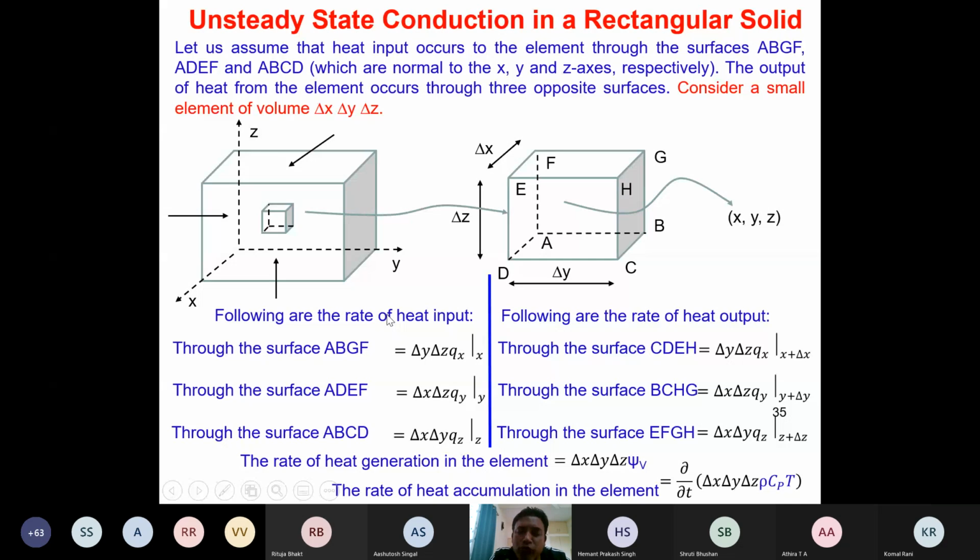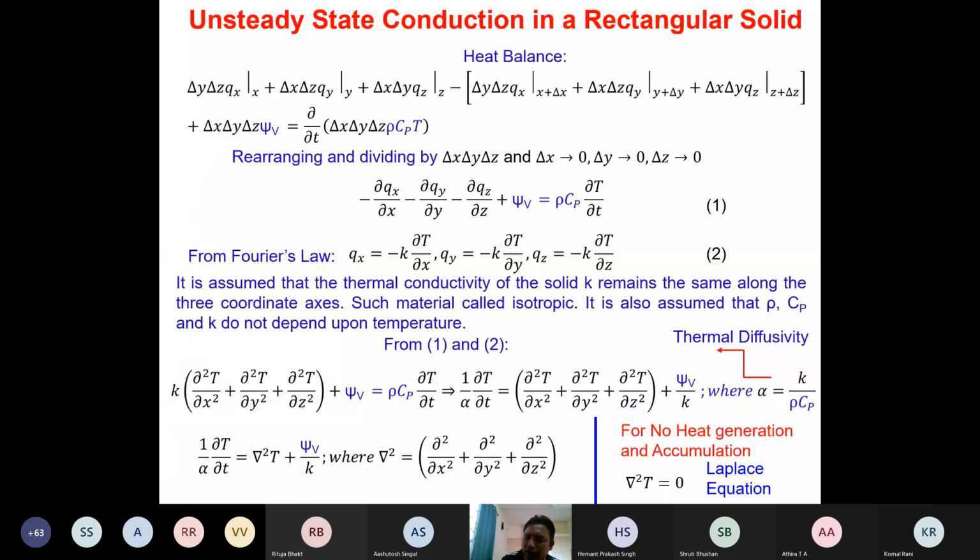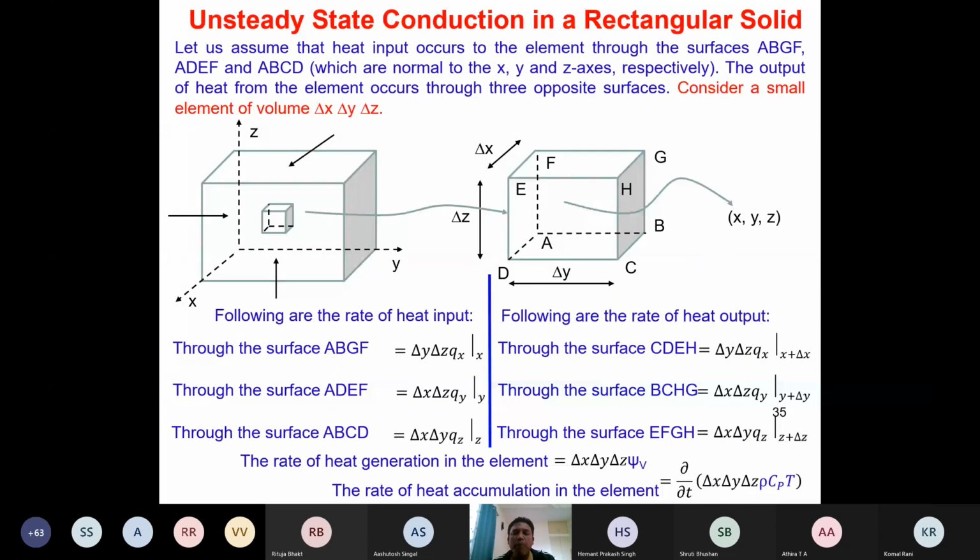So there is a heat input from these three surfaces, and then at the opposite surfaces there will be a heat output. Then there is a rate of heat generation term, which is delta X, delta Y, delta Z, the volume of this small element, multiplied by the volumetric rate of heat generation. And then there is an accumulation term, which is the volume multiplied by rho Cp ∂T/∂t, isn't it? So this is going to be the rate of heat accumulation in the system. So we can make the heat balance of this entire thing. But anyway, we will continue with this in the next class. So we stop here unless you have any doubt, any question to ask.